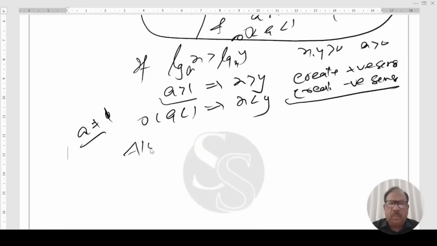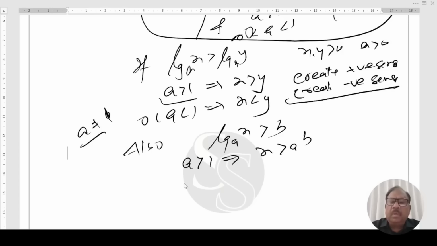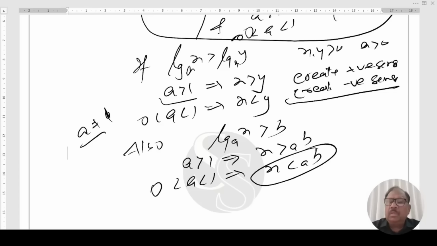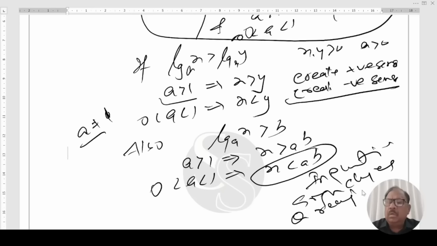Also, log base a of x greater than b. There will be two cases. If a is greater than 1, x will be greater than a to the power b. If a is less than 1, greater than 0, x will be less than a to the power b. In this case, the inequality sign changes on removing log. Right?